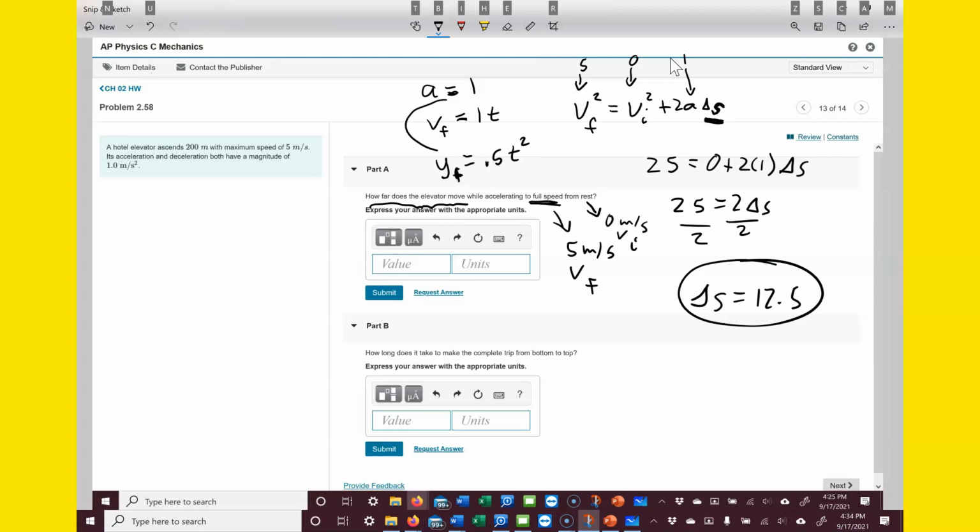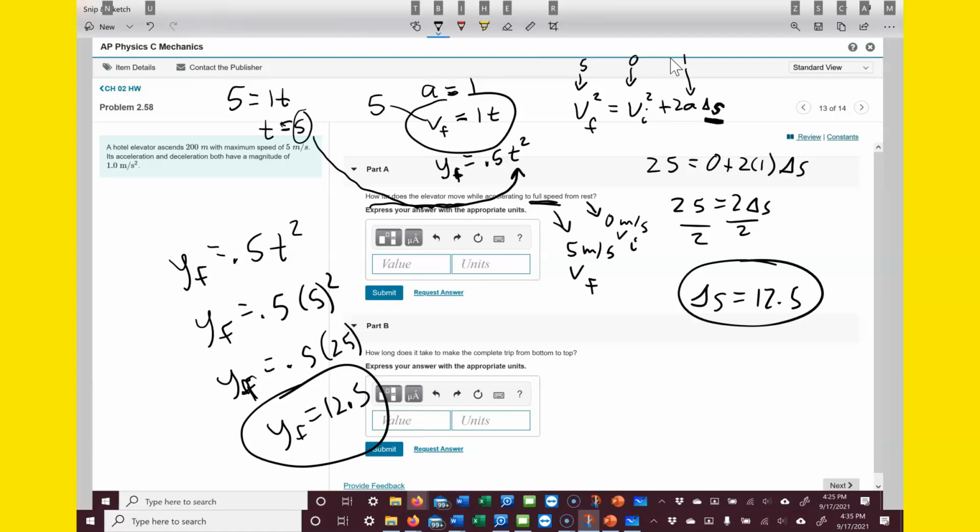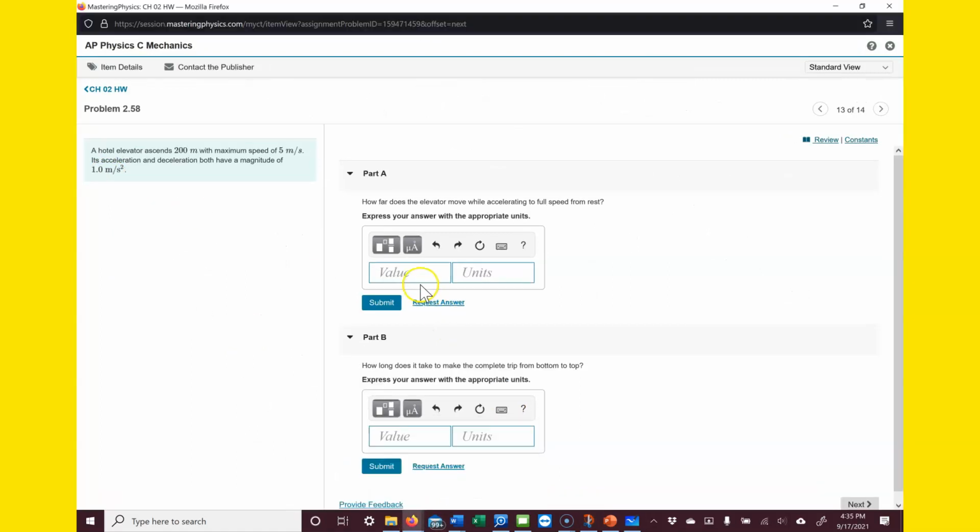The other way we could do it is we could have used this one. We could say the final velocity is 5, and we could solve for t there. We would just get t equals 5. That's not what we're looking for, but maybe that'll help us. We could take that 5 for t and plug it in there to get YF. So YF equals 0.5 times 25, which is also 12.5. So that also gives me the answer in a different way: the final height that you would get to in that scenario would be 12.5 as you accelerate from rest up to 5 meters per second if you had an acceleration of 1 meter per second squared. So let me go over here and plug that answer in, 12.5 meters.